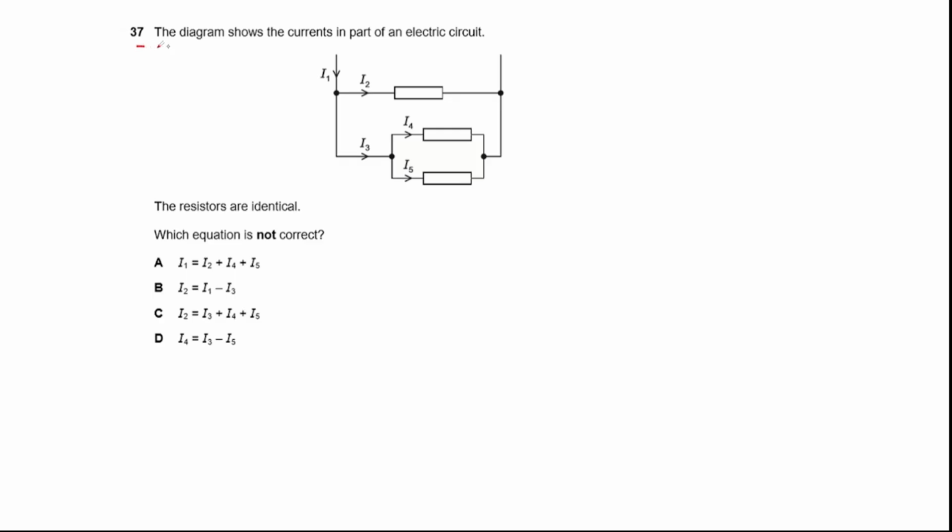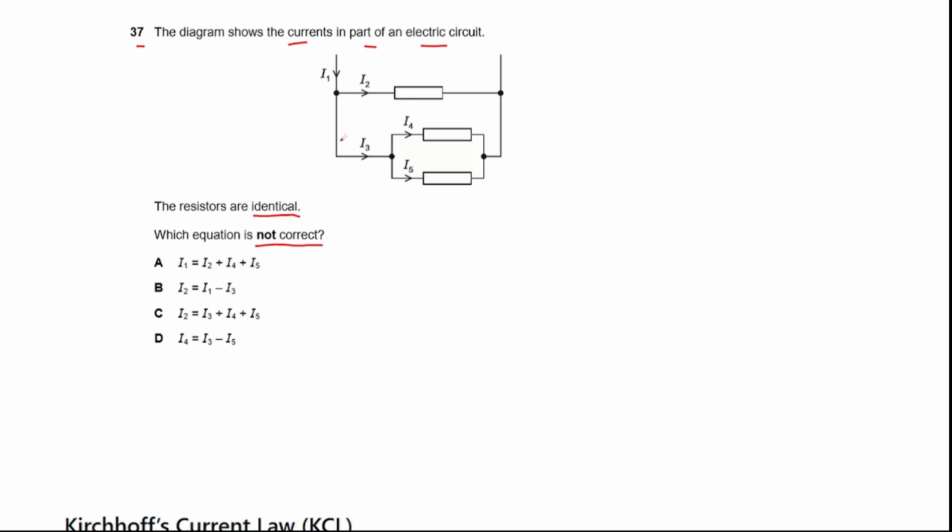Question number 37. The diagram shows the currents in part of an electric circuit. So here is the circuit. The resistors are identical, so every resistor has the same magnitude of resistance. Which equation is not correct? So here you have 4 options given.